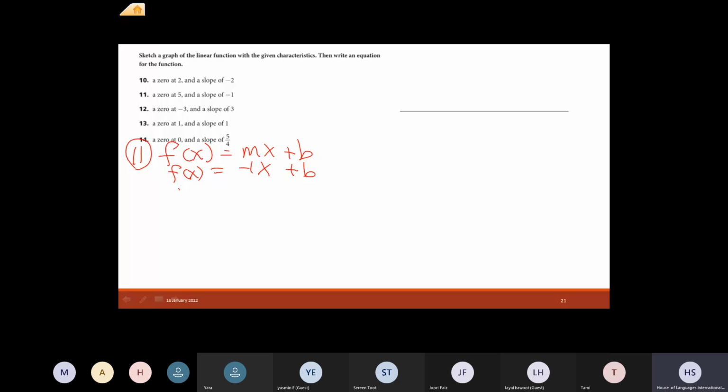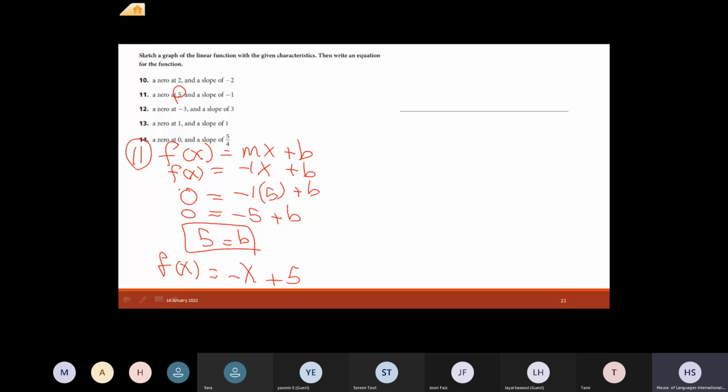So in order to find the b, what will you do? Bravo, 0 equals negative 5 plus b. Good job. Negative 5 plus b. Bravo. So b will be 5. Then how do you write the function here? F of x equals negative x. Good job. Negative 1 times x is negative x.